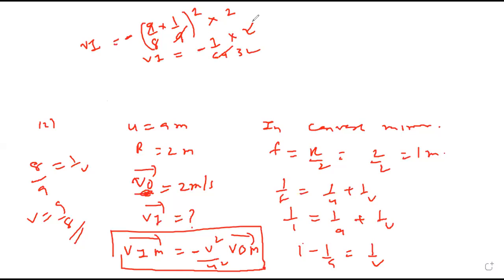What are the options? The options are 0.3, 0.1, 0.2, 0.05. Calculate the speed of the image when the man is at a distance of 9 meter from the mirror. Minus 9. So plus 10 by 9. 9 plus 1 is 10 by 9. So 9 by 10.